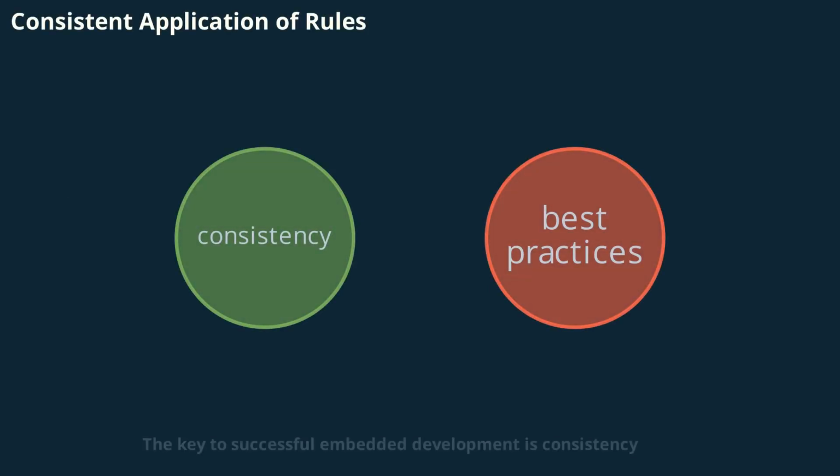The key to successful embedded development is consistency. Apply these optimization rules throughout your codebase, not just in performance-critical sections. Consistent practices make your code easier to maintain, debug, and extend as your project grows.